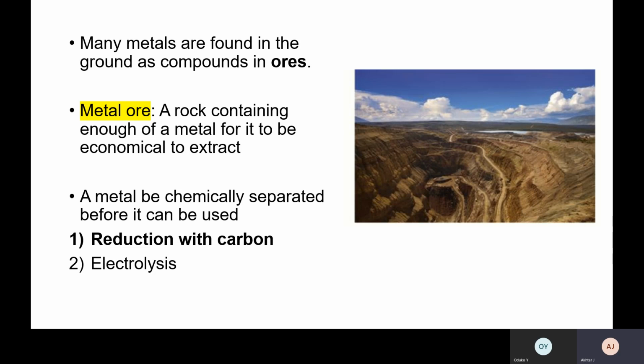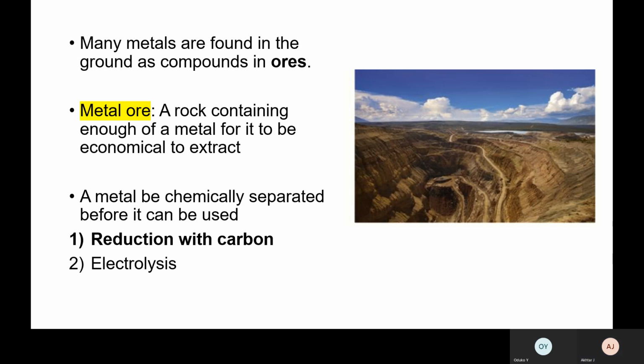Now, I'm sure you've seen this before. You've got a picture here of a mine, and many metals are found in the ground as compounds in ores. Okay, now you need to know this definition of a metal ore, which is a rock that contains enough metal for it to be economical to extract. So it's got to be worth that company's money to extract it, because this is quite an expensive process. There's a lot of heating involved, high energy costs, etc. So it's got to be worth the time and effort.